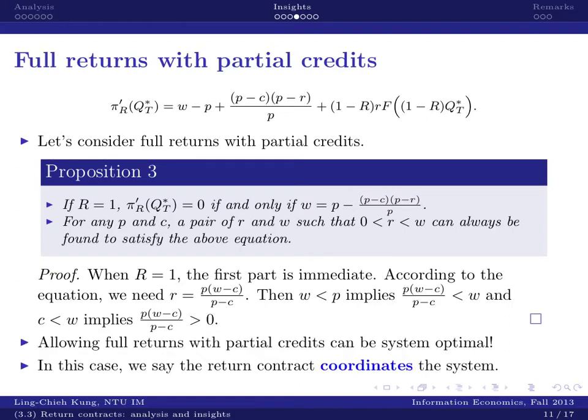So if we allow returns with partial credit, as long as we design the wholesale price and the return credits in a reasonable way, satisfying this equality, then we can make our system optimal. We can induce the retailer to order the system optimal quantity. In this case, we say the return contract coordinates this system. Okay?